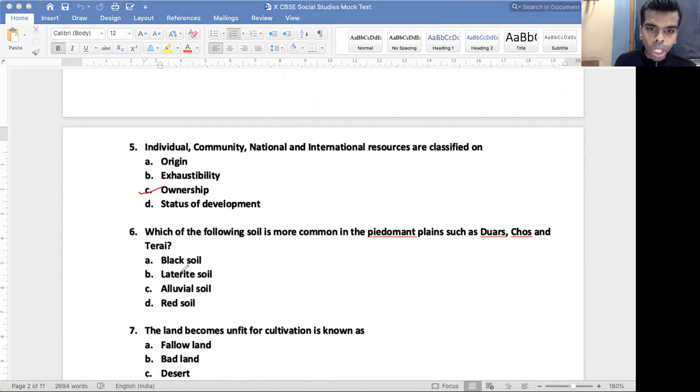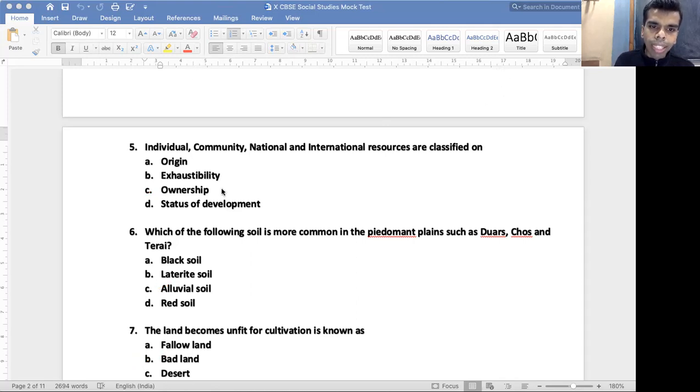Which of the following soil is more common in the Piedemonte plains? Piedemonte plains as in the foothills, such as the Dwars, Chors, and Tarai. The answer is option C, alluvial soil. The land becomes unfit for cultivation is known as dash. The land becoming unfit, no use of the land. Such lands are called behards. Behard is a Hindi term. In English, behards are called bad land. So I hope 5th, 6th, and 7th question is very clear.